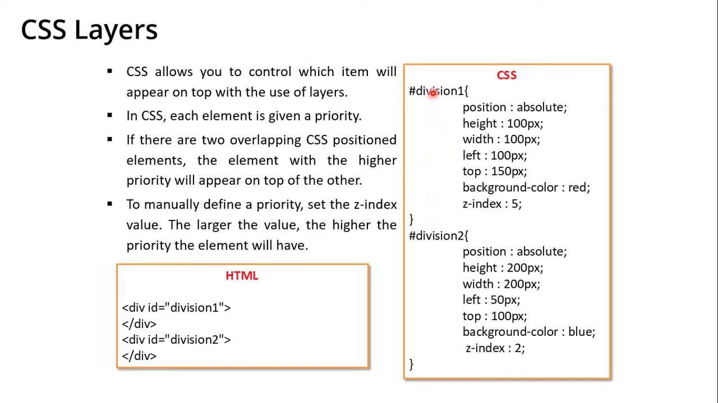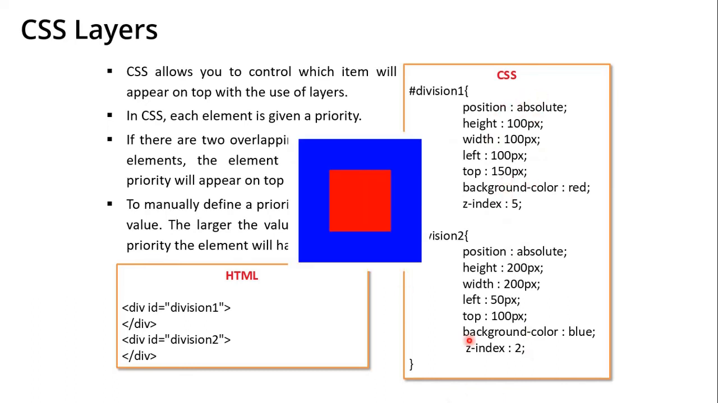We have two divisions, division 1 and division 2. Here we have the HTML, and here we have the CSS. Division 1 has position absolute, height, width, left, top, background color red, and z-index 5. Here we have z-index 2. So 5 is the higher priority and this is the lower priority. So it will display like this: first the red one with the higher z-index, after that the blue one is displayed, with its color, height, width, left and top according to the pixels. So this is the CSS layer.